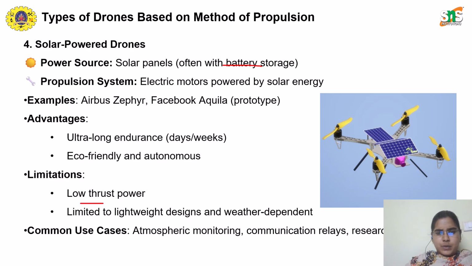The limitation is low thrust power, it is limited to lightweight designs, and it is weather dependent. If it is sunny, there is high demand for this drone, but in the winter season, it takes a hit. Common use cases are atmospheric monitoring, communication relays, research sites, etc.